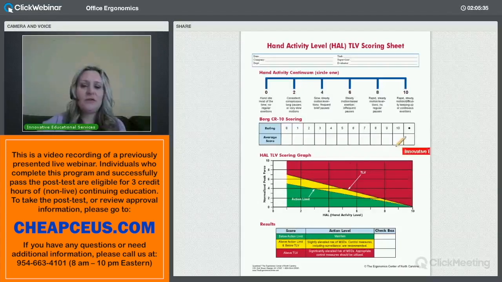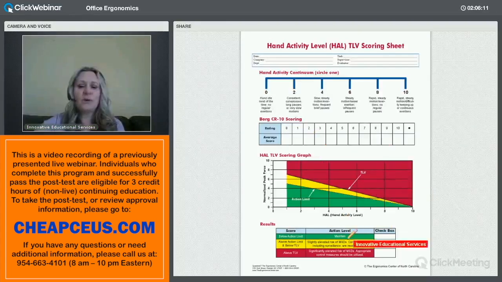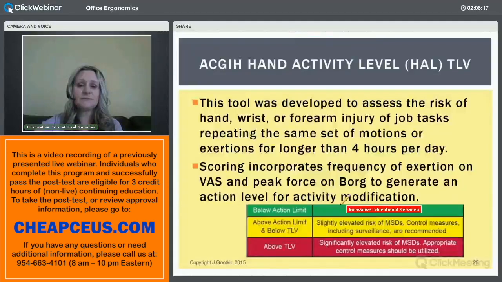And then it's usually a visual analog scale to look at how often is that being repeated. And it creates a chart, and it has a threshold value. It's saying, okay, well, if someone is using a small force but for a prolonged period of time, they could be at the same risk as someone using a strong force but less frequently. So your individual who is a machine operator could be at the same risk of injury as your individual who is that hairdresser because it's a light force but frequent. So this tool can help direct where to look at modifications for those individuals, particularly related to the hand.